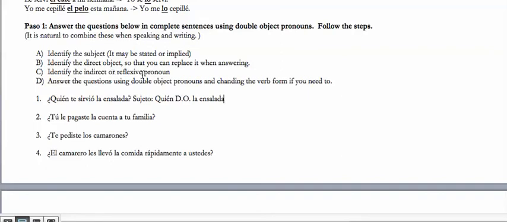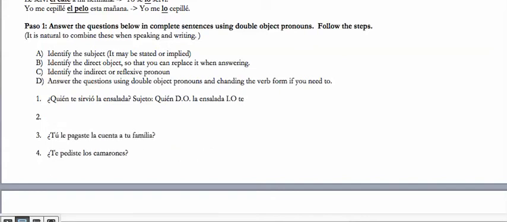Identify the indirect or reflexive pronoun. So who is that salad being served to? I can see it right here, te. Who served you? Okay, so we have the indirect object, and I'm going to say that that's te. Okay, so that's just for identifying. Now answer the question. Answer the question using double object pronouns and changing the verb form if you need to.